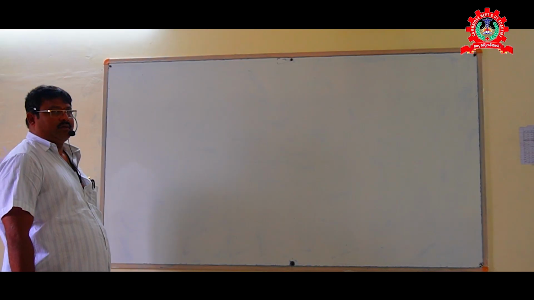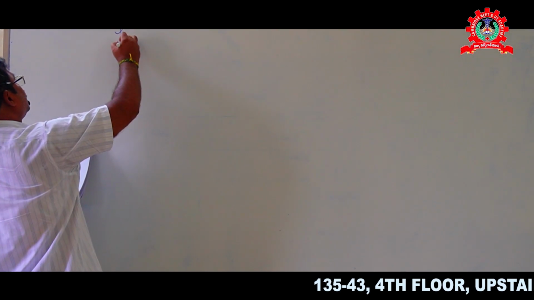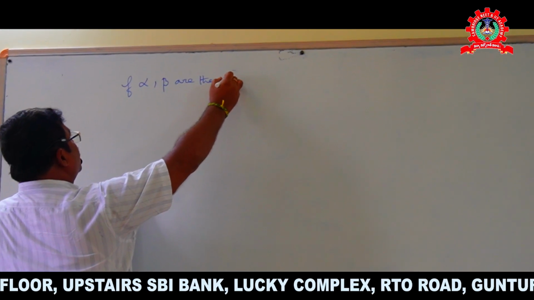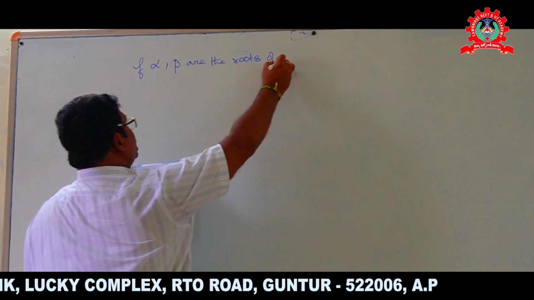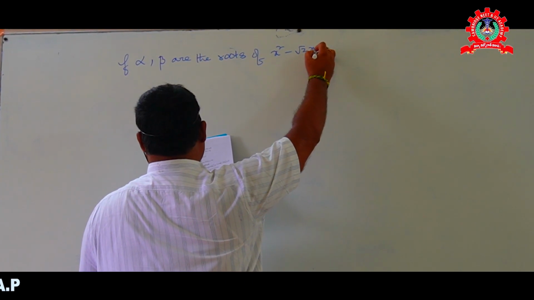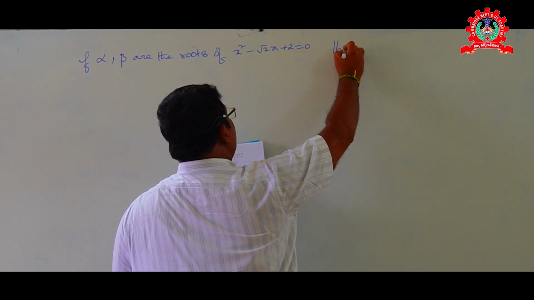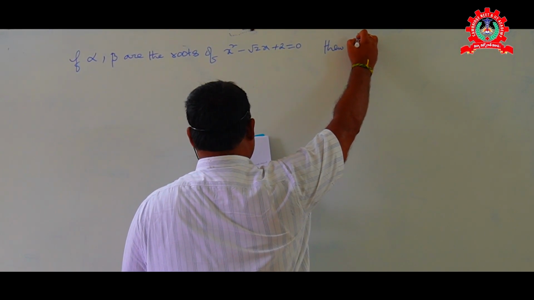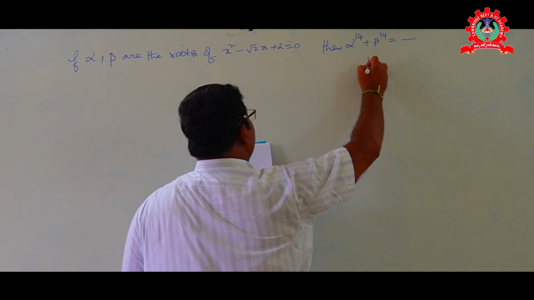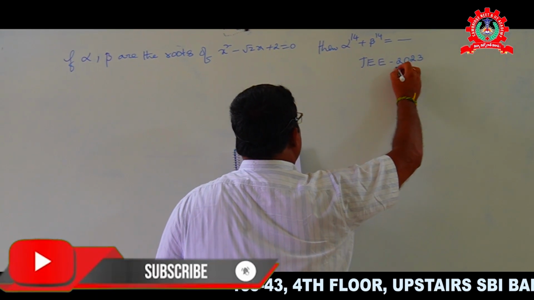Objective. Next question. If alpha, beta are the roots of x square minus root 2 x plus 2 is equal to 0, then alpha power 14 plus beta power 14 is equal to dash. JEE 2023.